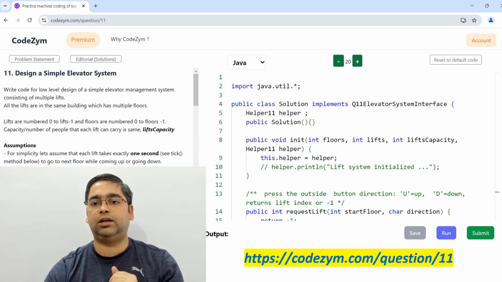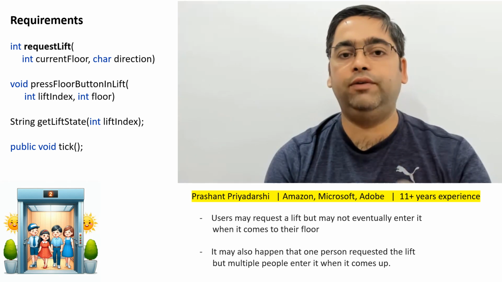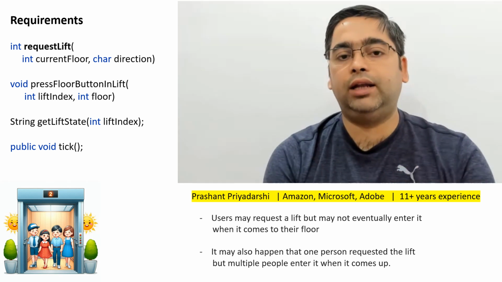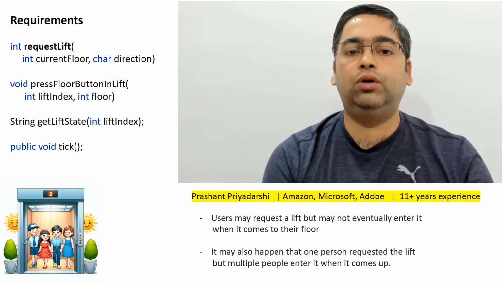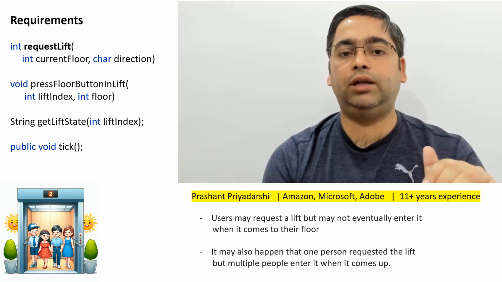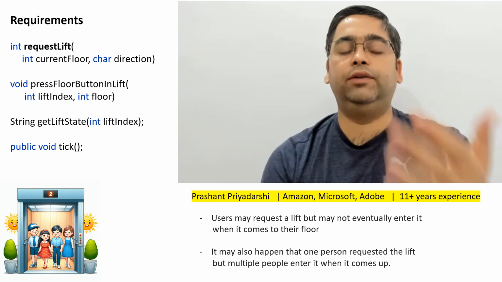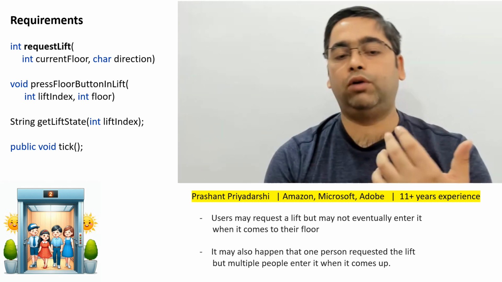So let's get started. Now let's go through the different requirements for this elevator system one by one. The first thing that we do with an elevator system is we request the lift. So we are in the lift corridor. We go and press either the up or down button in front of any of the lifts, and we get a lift number, and we go and stand in front of the lift and wait for it to come to our floor.